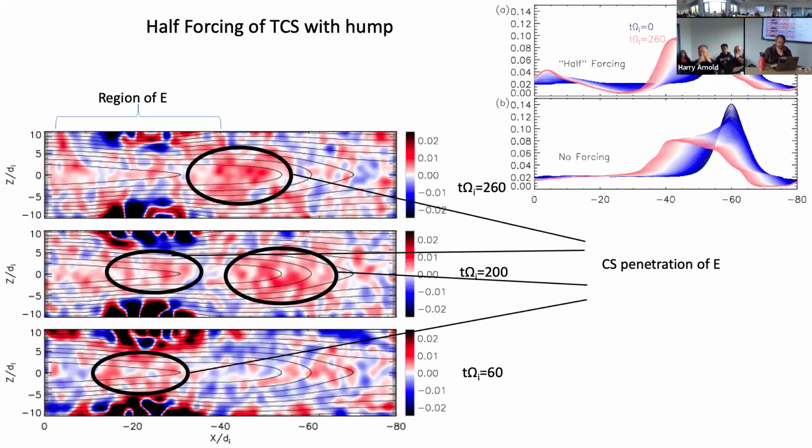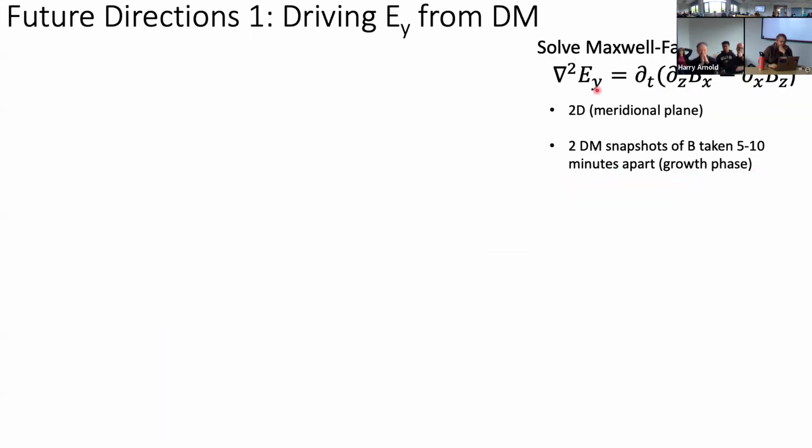And when you look at the plot, so this is again cuts down the current sheet of BZ, varying in time. And what you see is without forcing, there's no increase in the amplitude of the BZ hump. But with this forcing, you do in fact get an increase in the amplitude, suggesting that this is similarly ion tearing unstable as in the Harris current sheets before. And this is really leading me to this potential future direction.